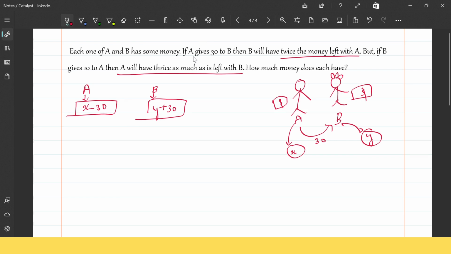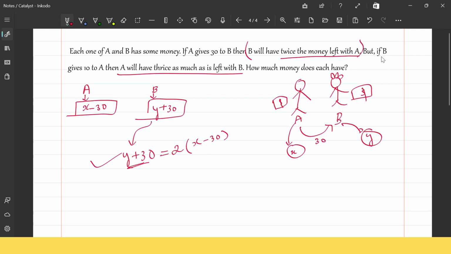Now what they are telling, when A gives 30 rupees to B, then B will have twice the money left with A. B will have how much? From here to here is one equation you take. B will have Y plus 30, equal to twice the money. Twice means what you have to do? 2 times the money left with A. How much is money left with A? X minus 30. This is your very first equation. Y plus 30 will be twice of the money left with A, which is X minus 30.